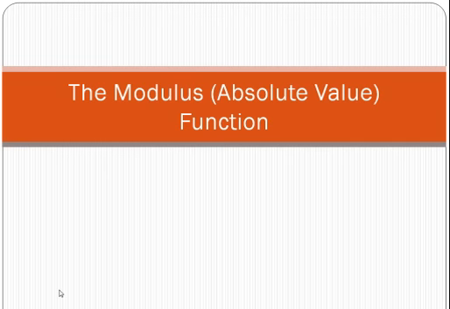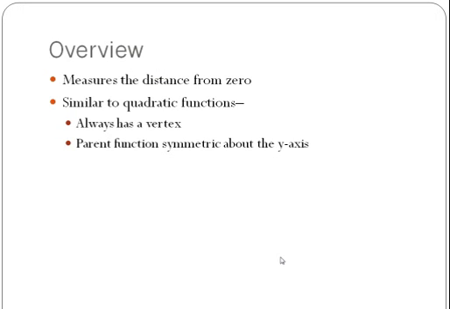Alright, so the first thing we need to remember is that the modulus function, the absolute value, measures distance from 0. So a lot of people remember that when you have a negative number inside those absolute value bars, you get a positive number out. The reason that positive number is coming out is because distance can't be negative.